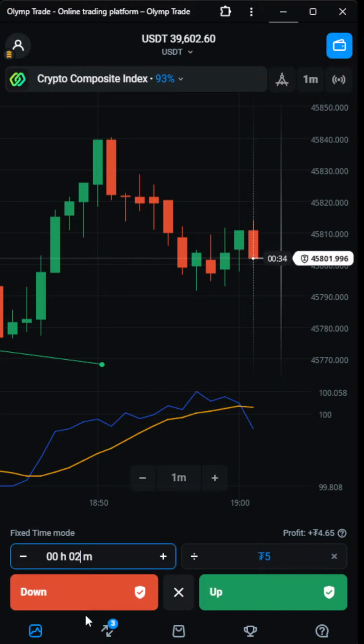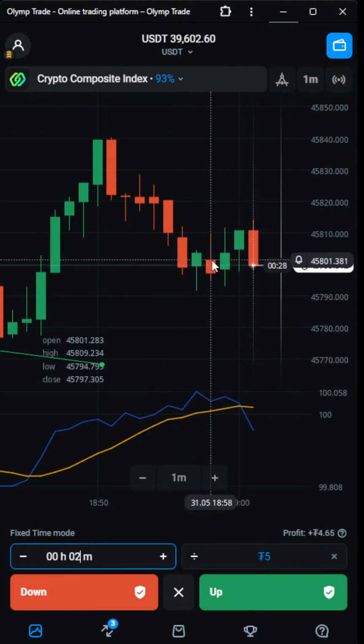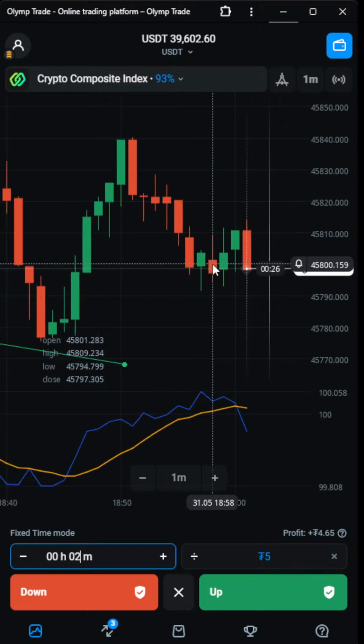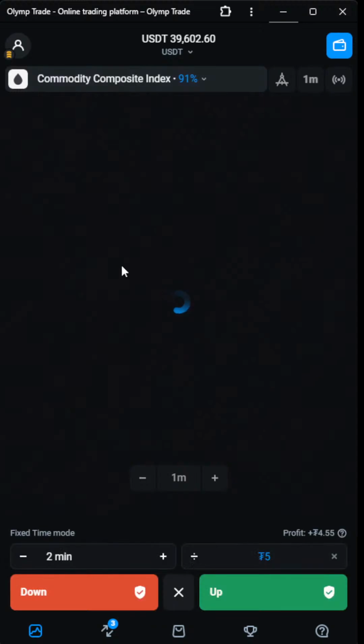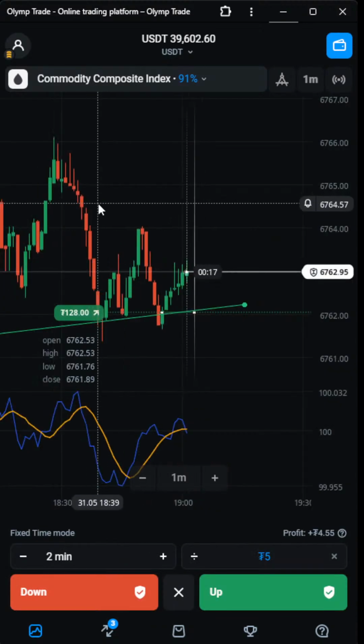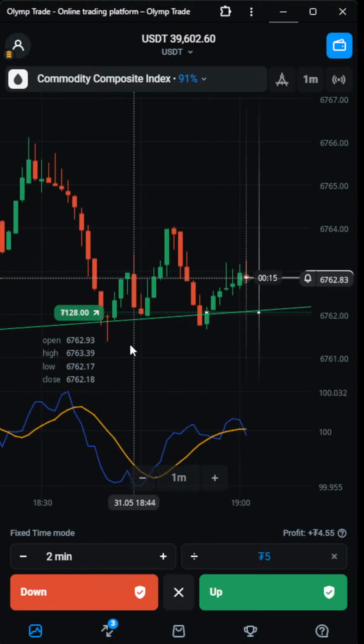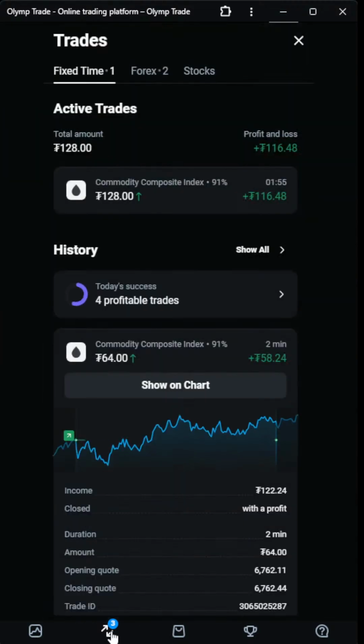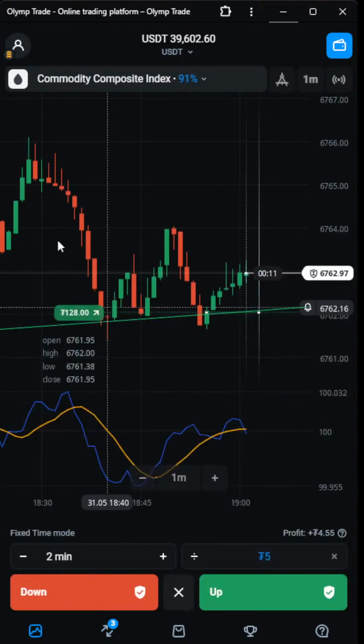Okay, let's take a trade for a couple of minutes. I think we are a little late to open a trade on this one. It crossed this 100 line at this moment, so this is not a good trading idea right now. Let's skip the asset. $128 seemingly profitable now. Okay, around 2 minutes are remaining.